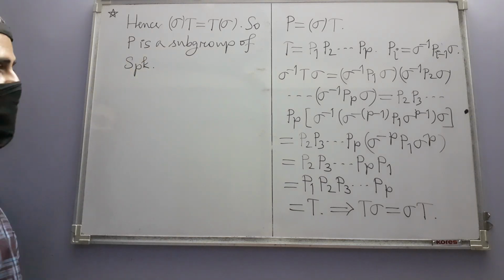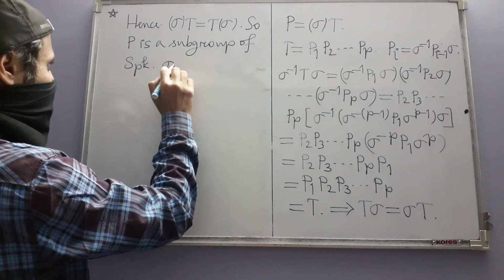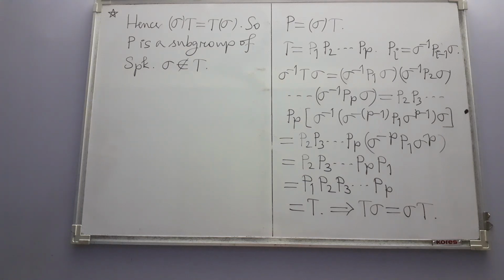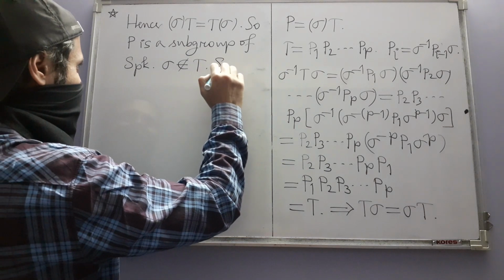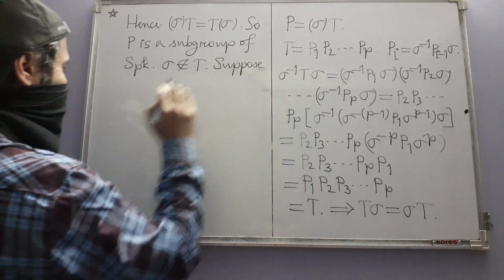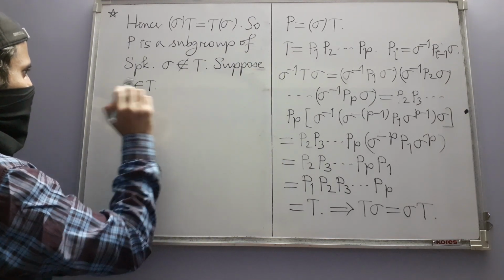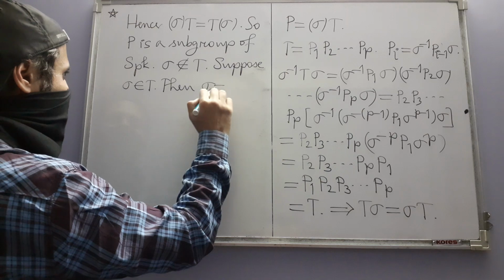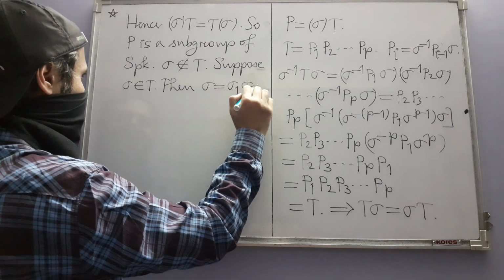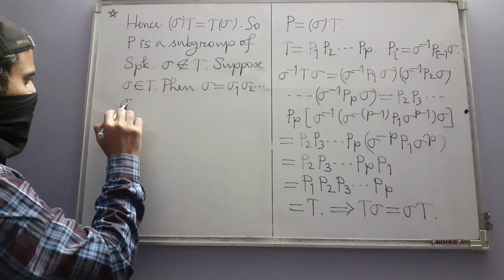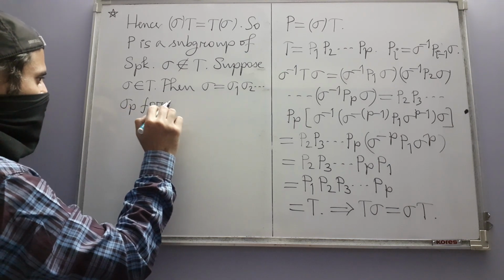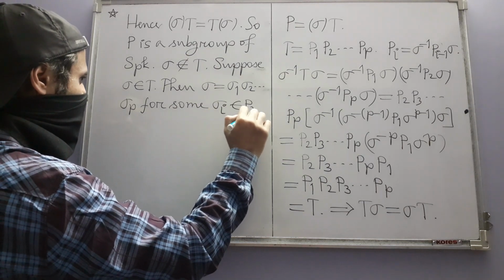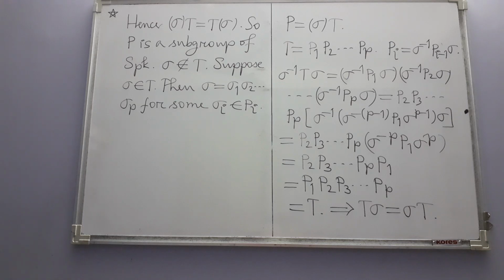Now the next thing we have to see is this. Sigma is not in T. Why? Suppose sigma is in T, then sigma is going to be of this form, belonging to Pi. Okay.